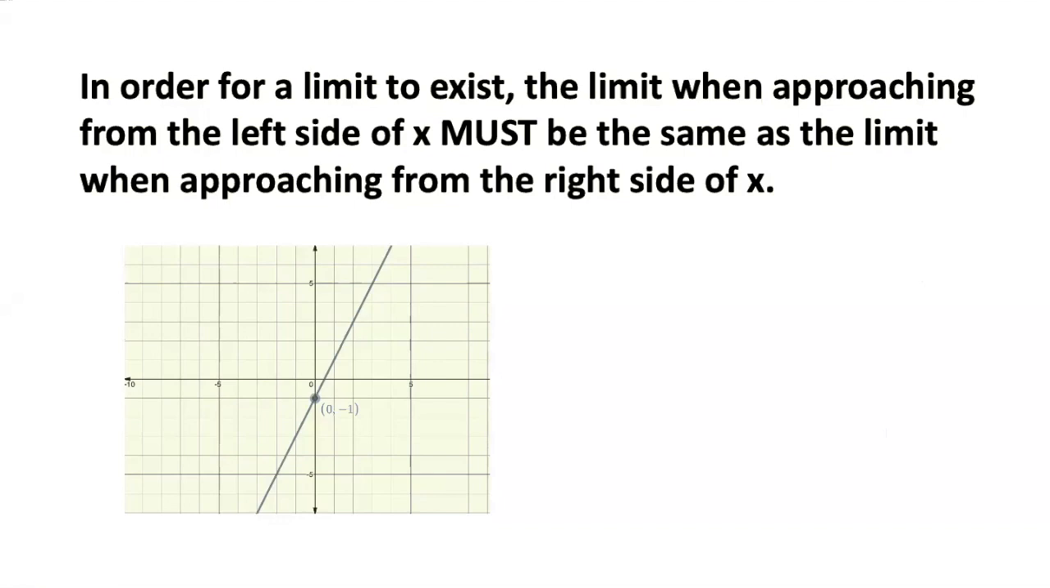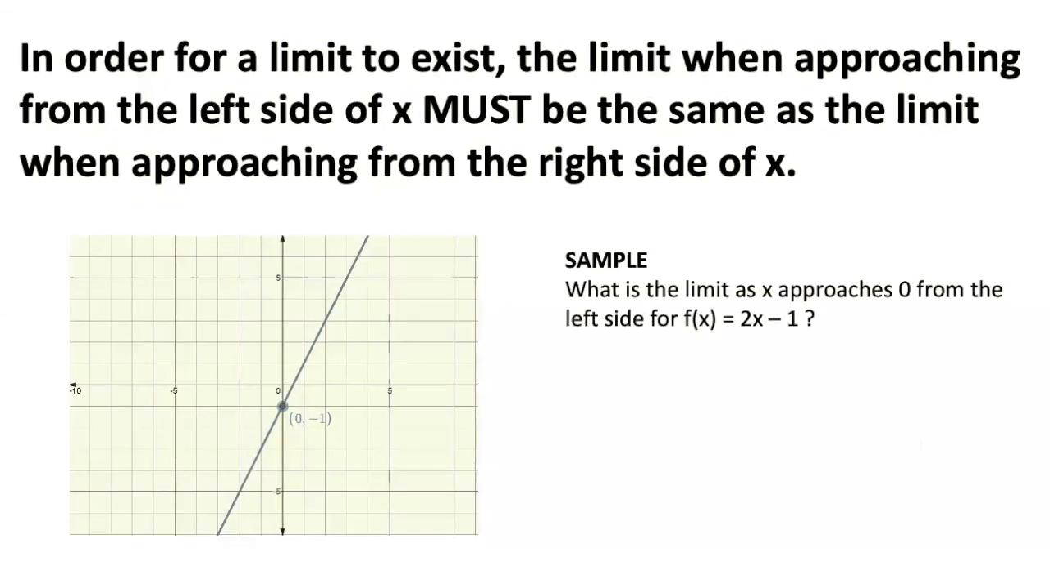In order for a limit to exist, the limit when approaching from the left side of x must be the same as the limit when approaching from the right side. So for instance, we can be asked just for a left side limit. What's the limit as x approaches 0 from the left side for f of x equals 2x minus 1?